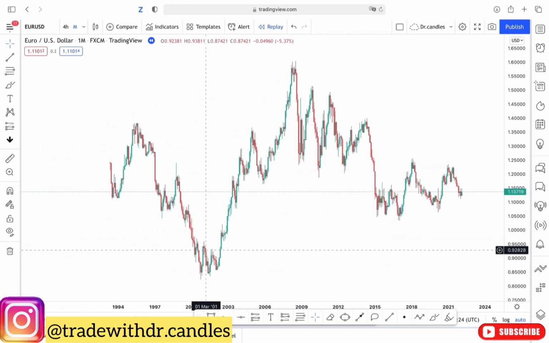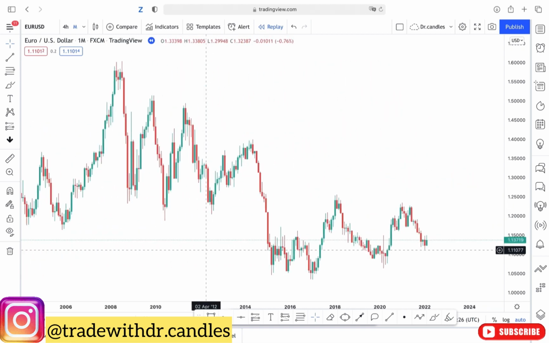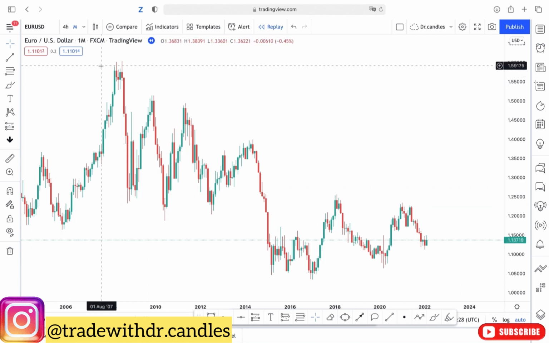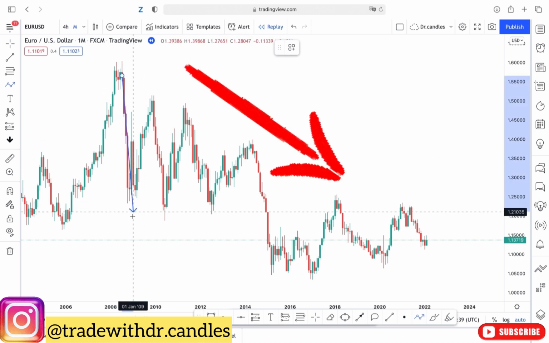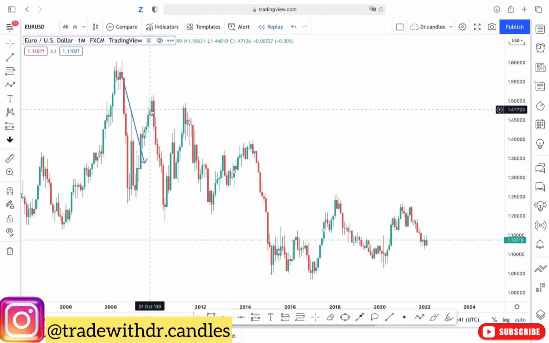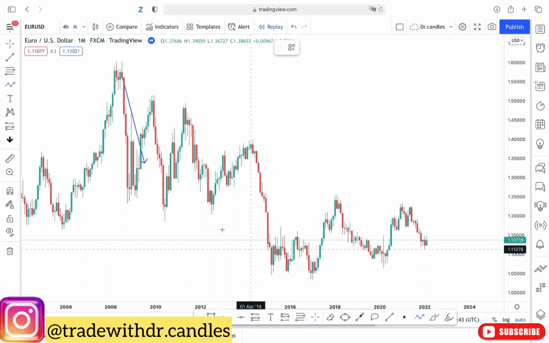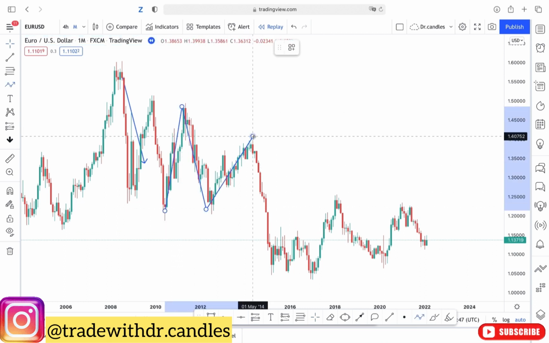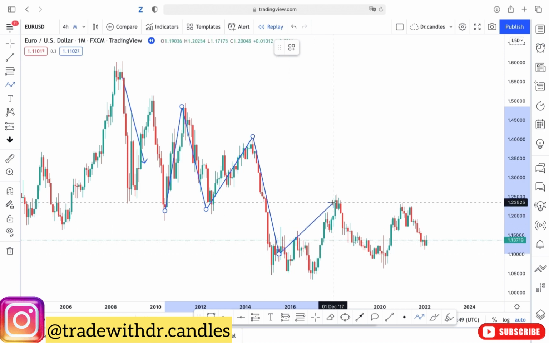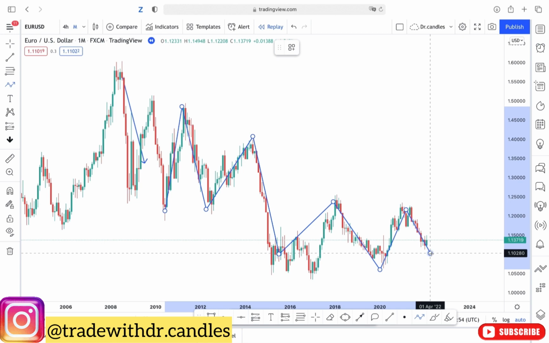I hope you understand. So you see, when you view the monthly time frame, you could clearly see that the market is moving up and down, creating lower low, lower high, lower low, lower high. So currently the market is trending down. This is so clear. The market is just trending down, creating lower lows and lower highs, even on the monthly time frame.